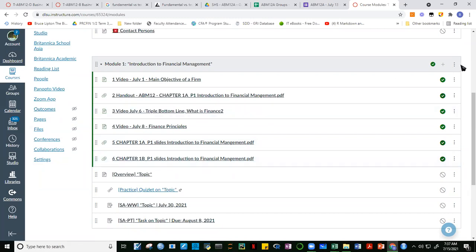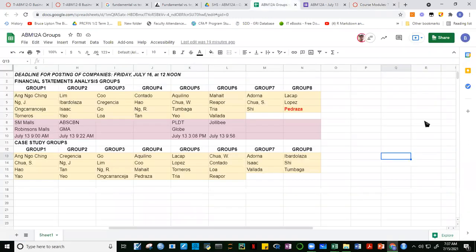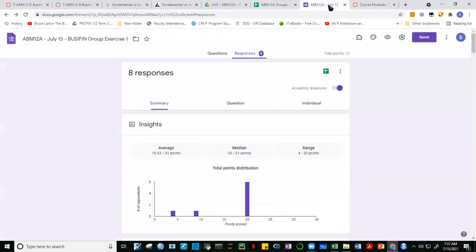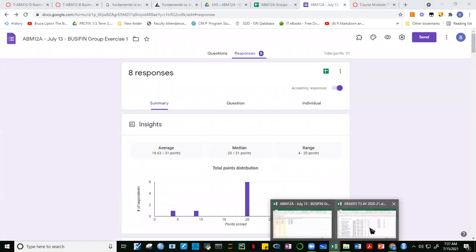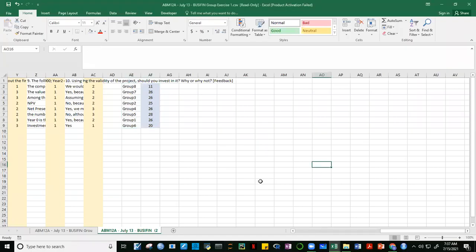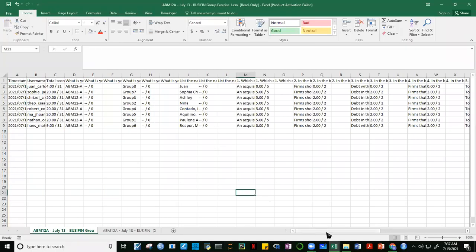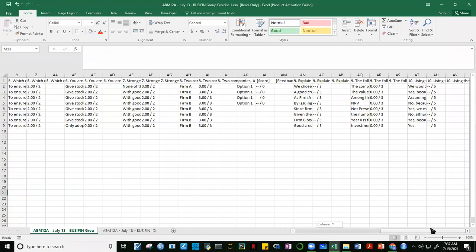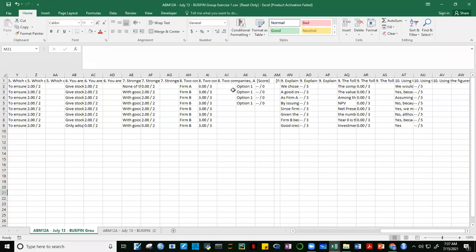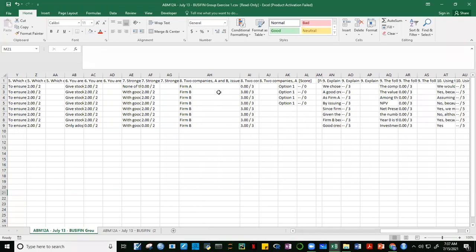Okay, so let's have a quick review of the exercise that we had. Let's take a look at the answers that you gave. So let me go to question number 8. Two companies issued bonds, firm A and firm B.